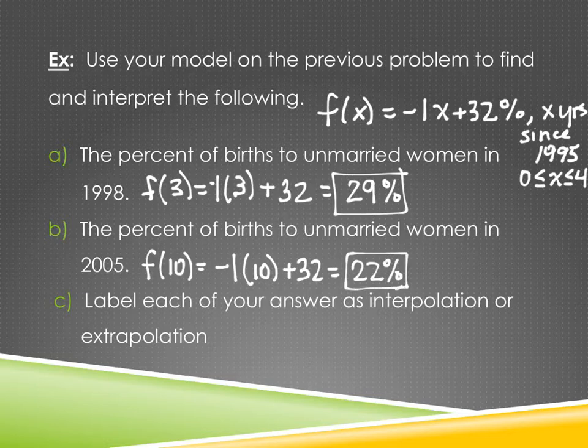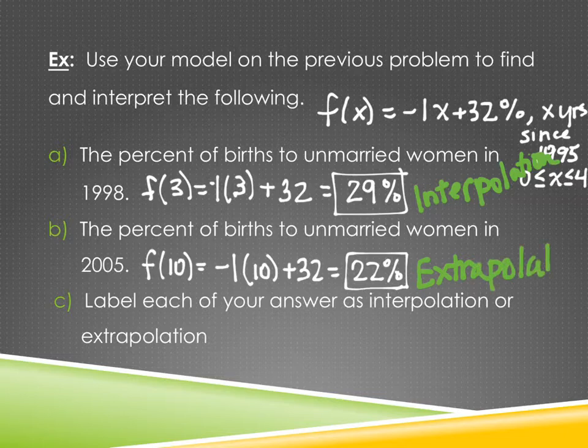Now on part C, it simply asks me to decide if the answers that I found in part A and part B are interpolation or extrapolation. So on part A, was that interpolation or extrapolation? It was interpolation. And how about on part B? That was extrapolation. And it all had to do with whether the numbers were, you can think of it as either being between 1995 and 1999 or between the 0 and the 4 for the x input that you used.